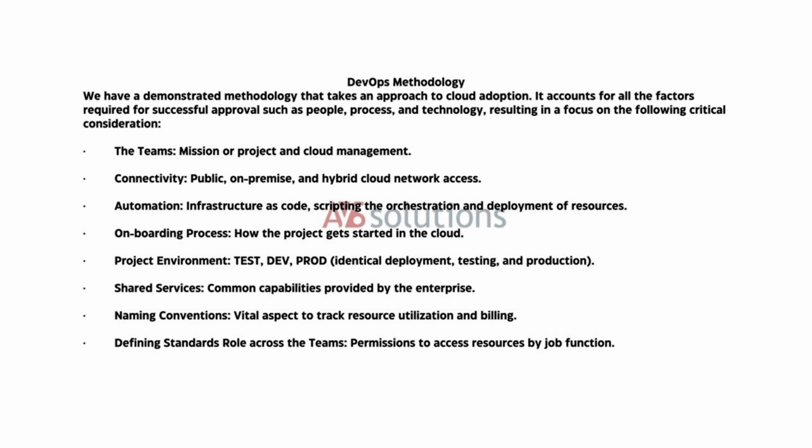Connectivity: public, on-premise, and hybrid cloud network access. Automation: infrastructure as code, scripting, the orchestration and deployment of resources. Onboarding process: how the project gets started in the cloud. Project environment: test, dev, prod, identical deployment, testing, and production.